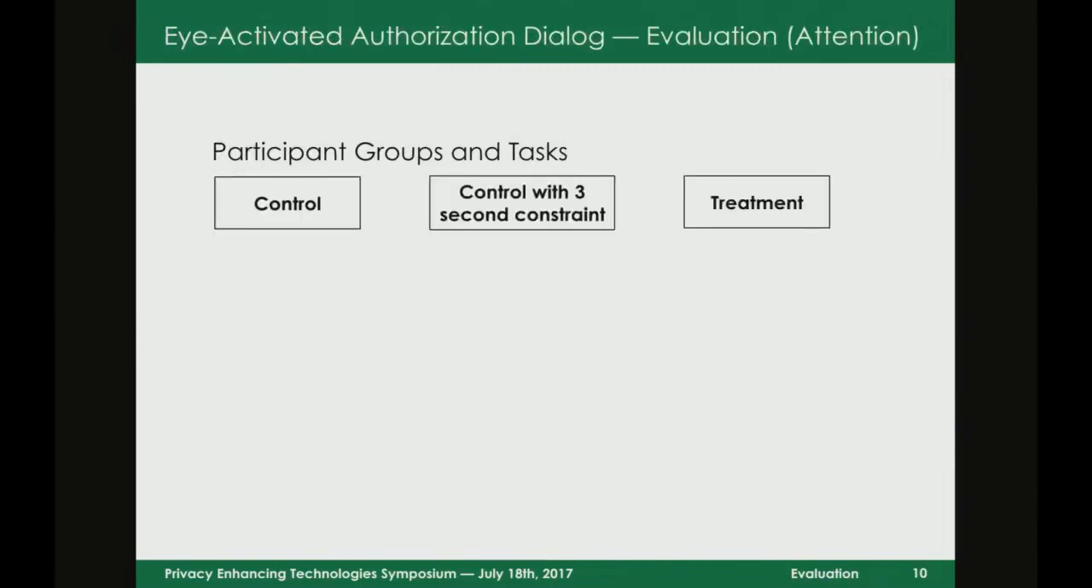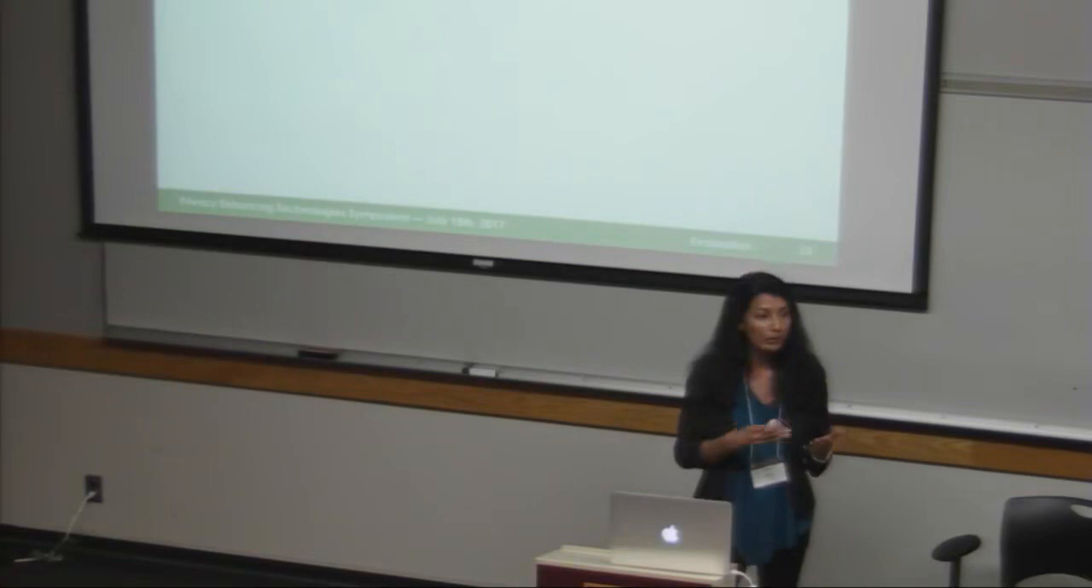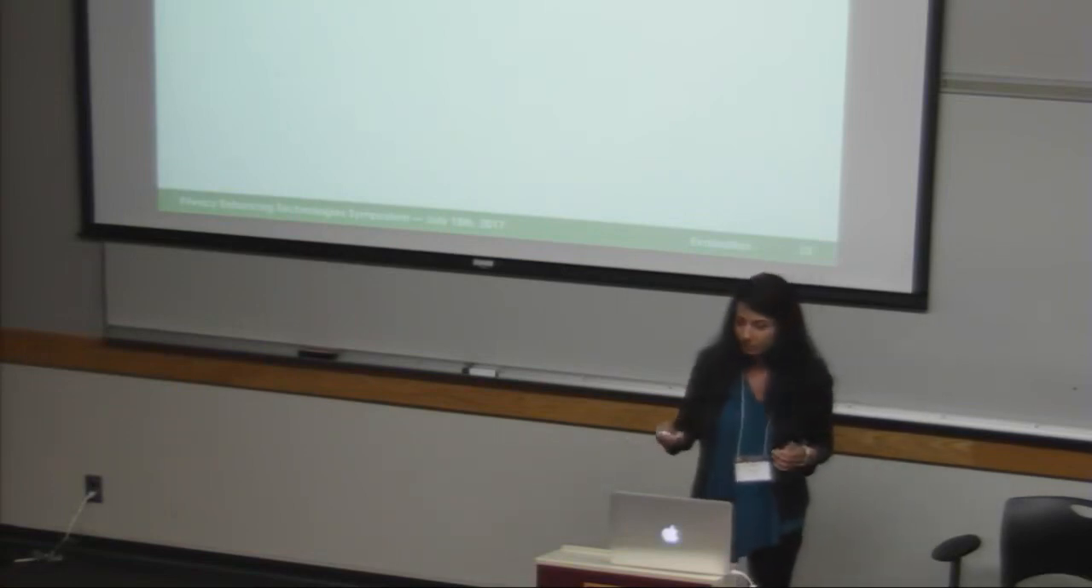So the first experiment was a between subjects experiment that we used to measure the effectiveness of our approach towards attention. So we had three groups. The control group participants was shown the default authorization dialog. Then we had a set of participants who were shown a default authorization dialog with a time constraint of 3 seconds to see if making the user spend more time is equally effective as making the user look at the permissions in order to activate the buttons.